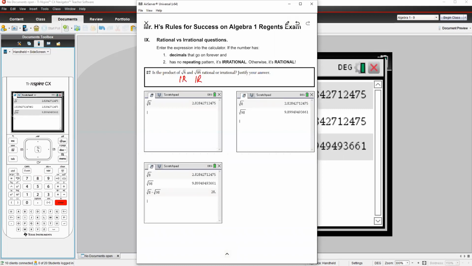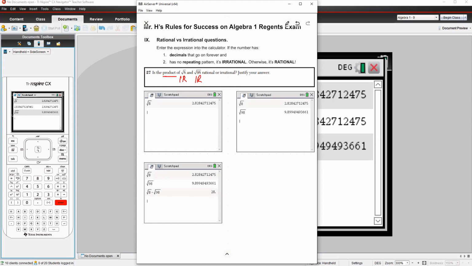Now, if you just identify that those two numbers are both irrational, that's going to be 1 point. If they ask you how do you know, you could say, well, it had decimals that went on forever and it didn't have a repeating pattern. You say you entered it into the calculator, you checked both of those numbers, and it had decimals that went on forever and didn't have a repeating pattern. That's how I know they're irrational. You could say that. Now, in order to get the full credit, you've got to do this product.